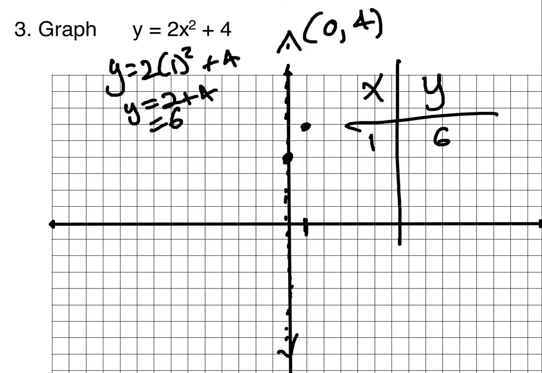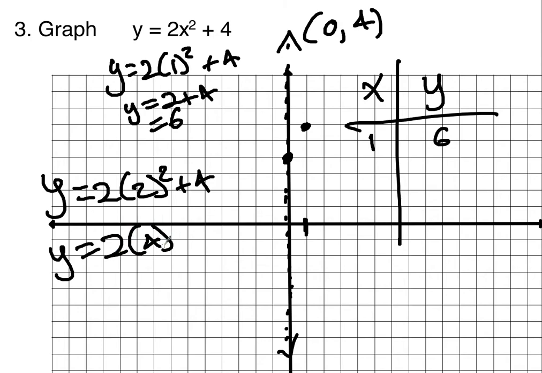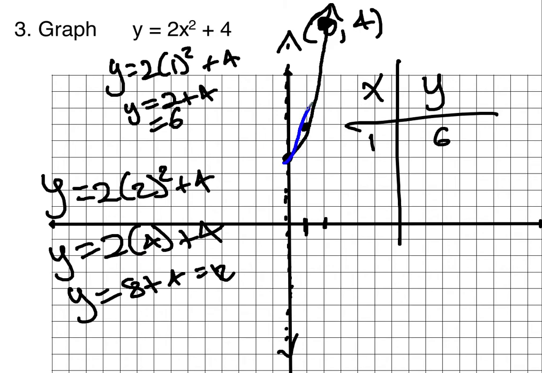When x is 2, what is y? Y is equal to 2 times 2 squared plus 4. 2 squared is 4, so 2 times 4 plus 4 is equal to 8 plus 4, which is 12. So when x is 2, y is 1, 2, 3, 4, 5, 6, 7, 8, 9, 10, 11, 12. We're way up here. Alright, so this is what one side of our parabola looks like. I'm going to go ahead and draw it in blue so that it's easy to see. Wow, I'm terrible at graphing with this tablet pen. Okay, so that's one side.